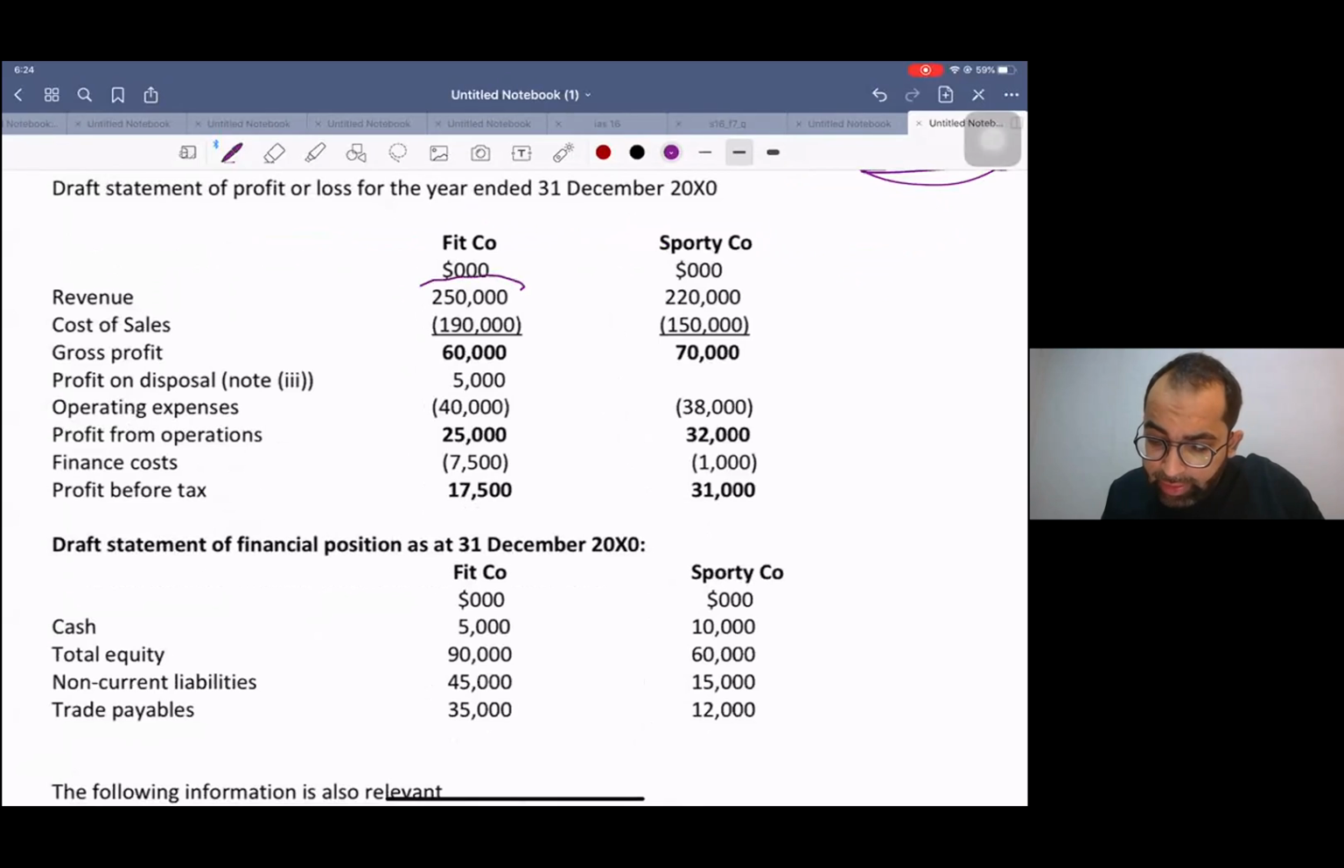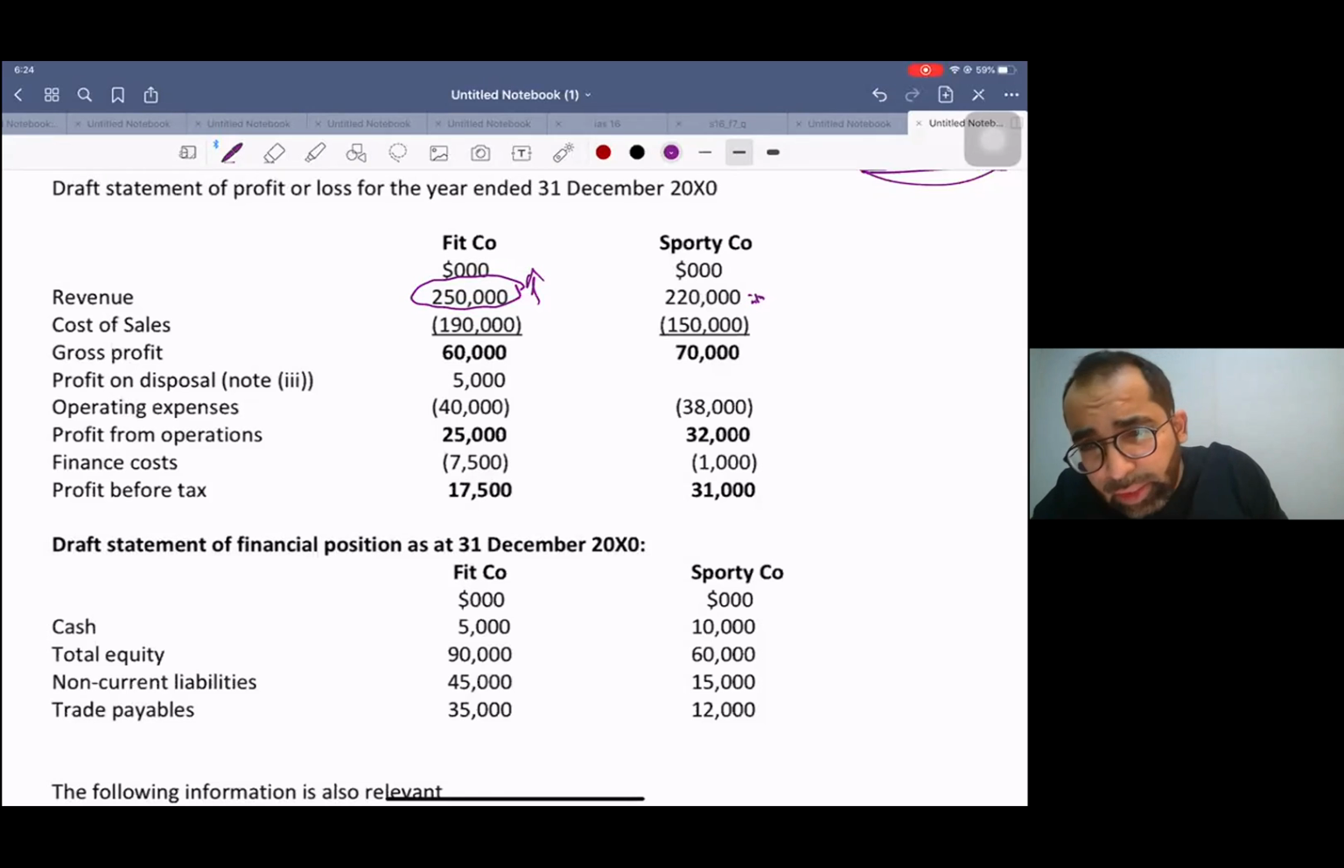See, Fit company's actual sales is higher as compared to Sporty company. The reason may be for this difference is the size of the company, or the reason may be that Fit company may be charging lower prices, so they are dealing in quantity. They believe in quantity sales, right? Whatever the reason may be, just as a first thought, I'm saying this.